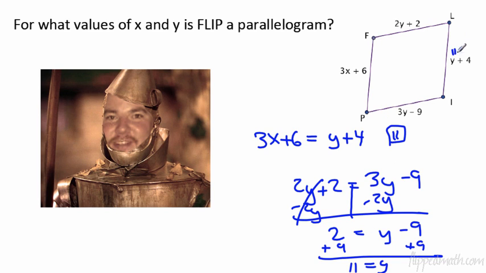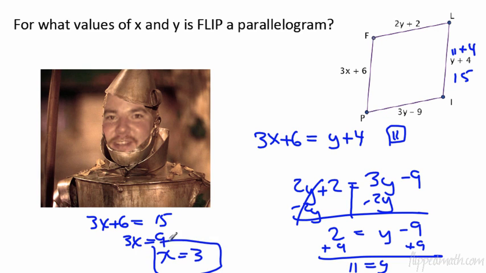Y equals 11. So we're going to plug 11 in here. What's 11 plus 4? 11 plus 4 is 15. Now we can set this up. You can also just plug it right in there in that equation. But we get 3x plus 6 is equal to 15. This is easy to solve. Subtract 6 from each side. You get 3x equals 9, or x equals 3. See how that works? So we just solved x equals 3, y equals 11. Make sure you box both of your answers so we can find it.